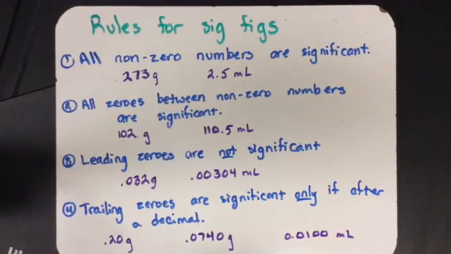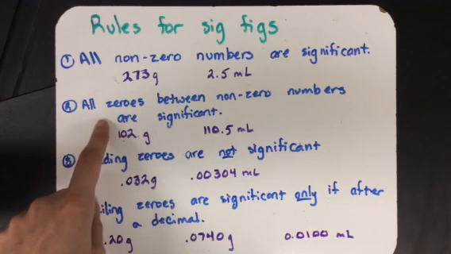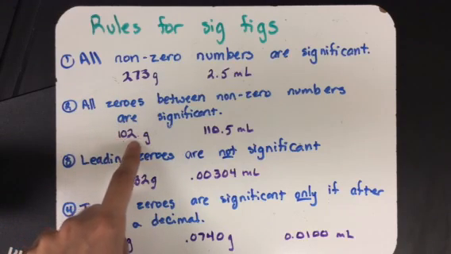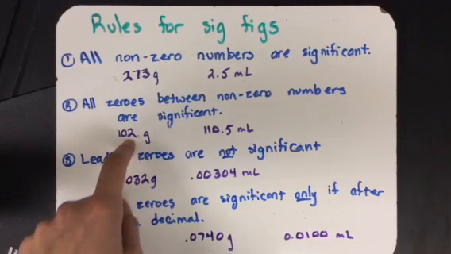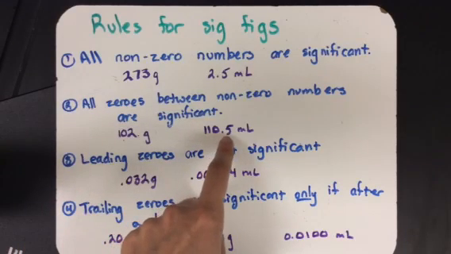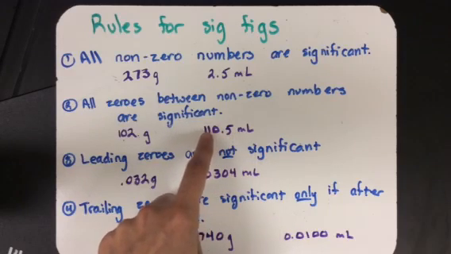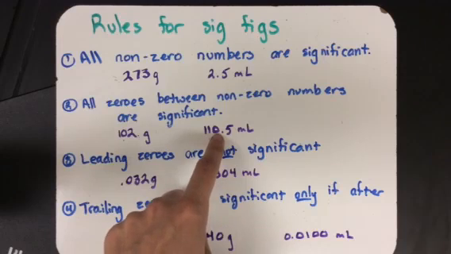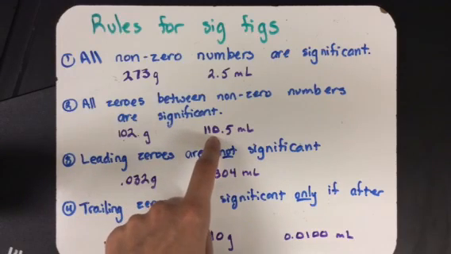The second rule is all zeros between non-zero numbers are significant. So when you have 102 grams, that 0 is significant, so don't leave it out. This value has 3 sig figs. When you have 110.5 milliliters, all 4 of those digits are significant. That 0 is in between 2 non-zero numbers. Therefore, all of it is significant, and this value has 4 sig figs. Zeros are really where it gets a little complicated.